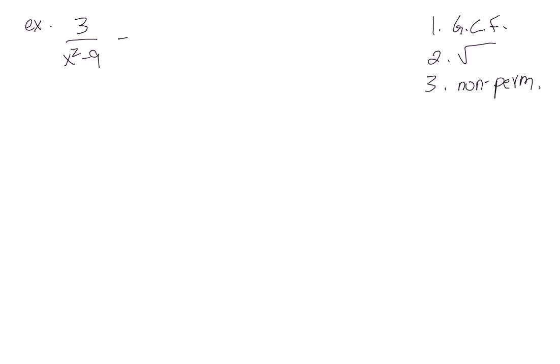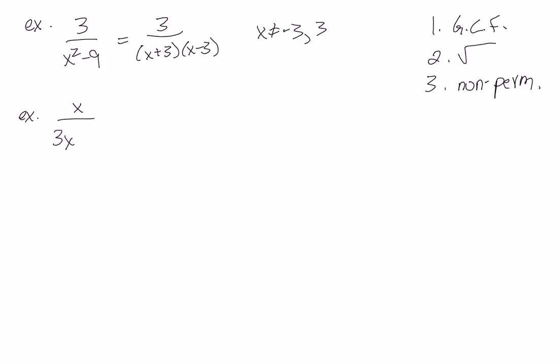So when you look at the bottom, can we factor it? We can't do a greatest common factor, but we could square root both sides. So when you square root the x squared and the 9, we'll have x plus 3 and x minus 3. That's our first step, and then our last step is to figure out the non-permissible values. Now we have two things on the bottom, so we're going to get two non-permissibles. The opposite of plus 3 would be negative 3, and the opposite of the negative 3 will be positive 3. So you want to do factoring first, and then check for non-permissibles.